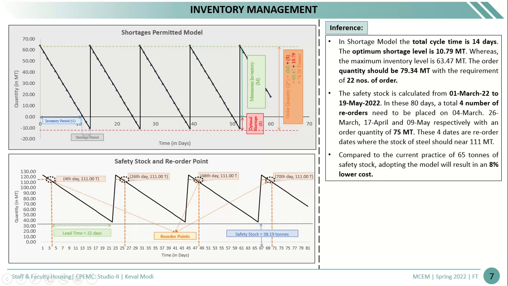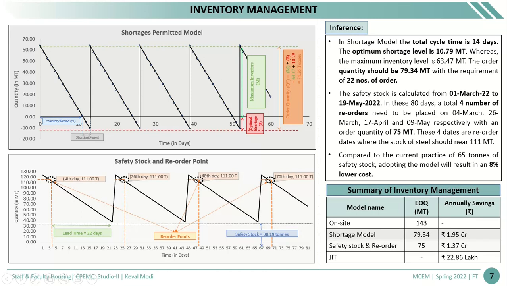So, as per the safety stock and reorder point, a total of 4 orders need to be placed with the economic order quantity of 75 metric ton. Then I have compared the different types of EOQ models. On our side, no such EOQ model is used. They are placing a 143 metric ton order every month.